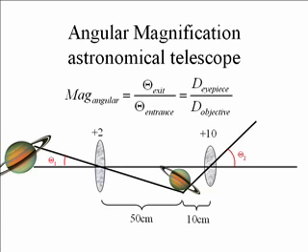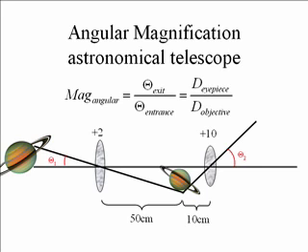We can describe the magnification, the angular magnification of an astronomical telescope, as the dioptric power of the eyepiece, the plus 10, over the dioptric power of the objective, in this case plus 2. So 10 over 2 equals 5. This is a 5-power astronomical telescope.